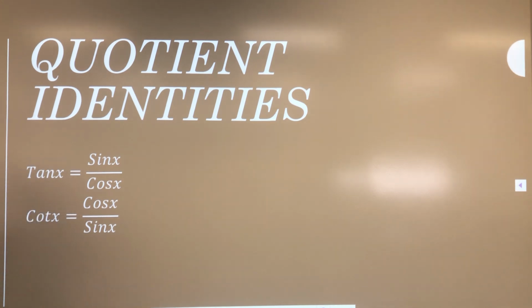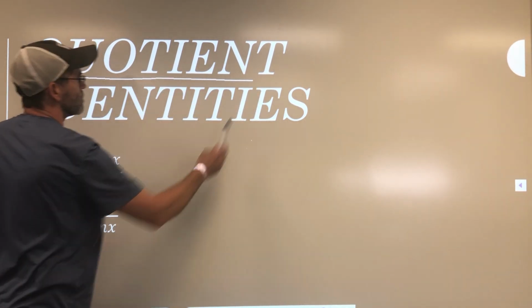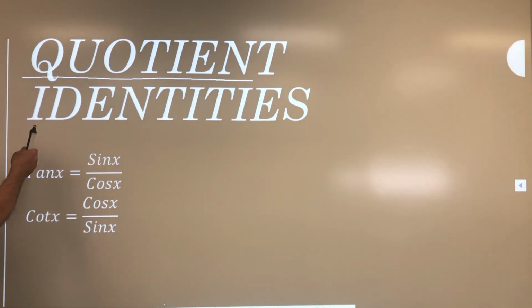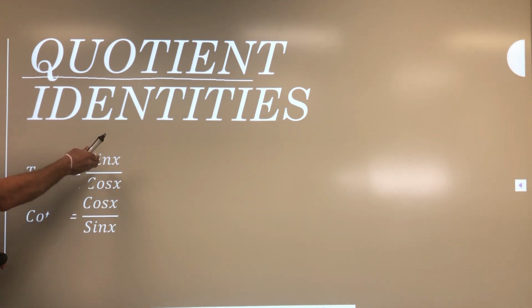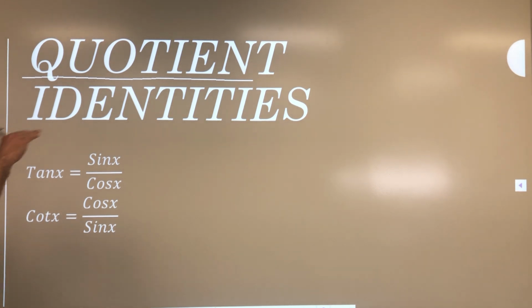And the cotangent is just flip that. So the cotangent would equal cosine over sine. Remember what quotient means? Quotient means division. So we have a trigonometric function that is going to equal a fraction. Okay, so that's what quotient identity means.